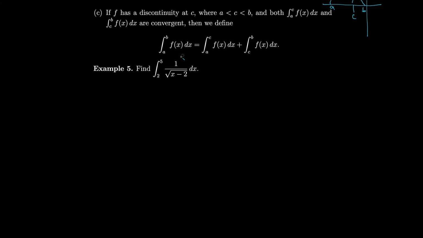For example, over here, notice there's danger in the denominator. If we divide by 0, so we can't have x equals 2. Notice that the limit as x approaches 2 from the right of 1 over the square root of x minus 2 is equal to infinity. So there is a vertical asymptote at x equals 2, so this integral is improper, even though it might not look like it.